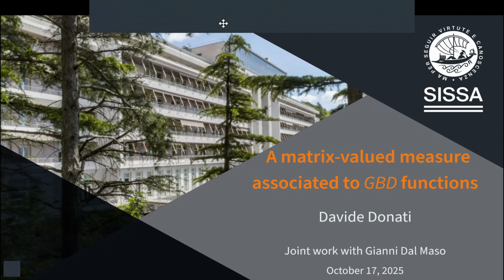So, as you see, I'm going to talk about functions of generalized bounded deformation and about the work that I've carried out in collaboration with Gianni Dal Maso. In order to be able to present to you this result, I would like to briefly mention what functions of bounded deformation are.